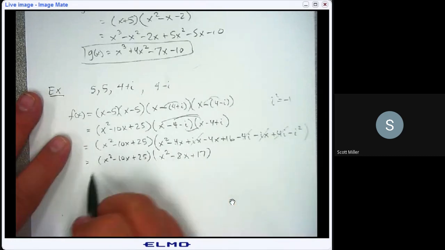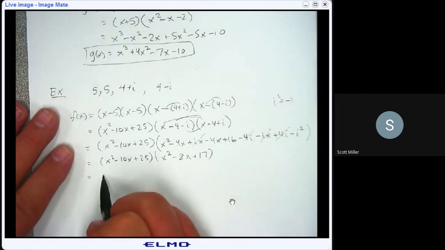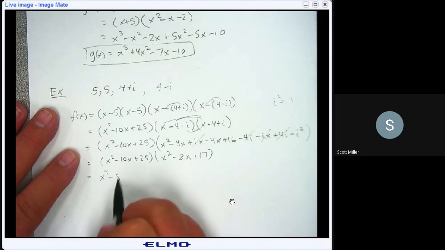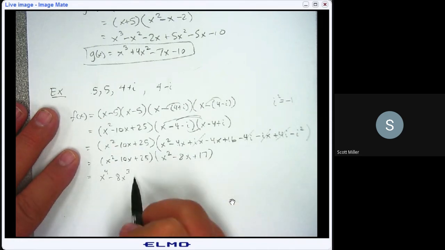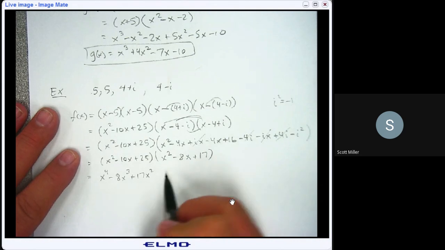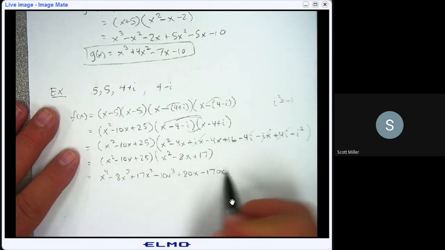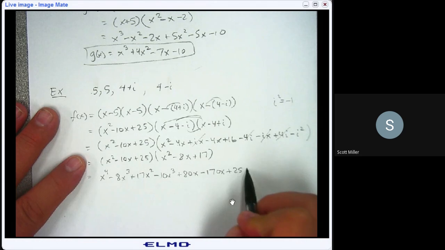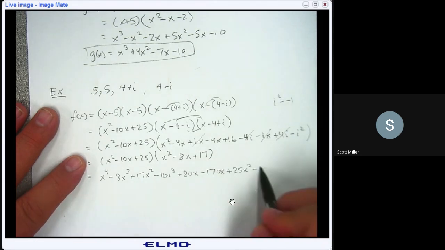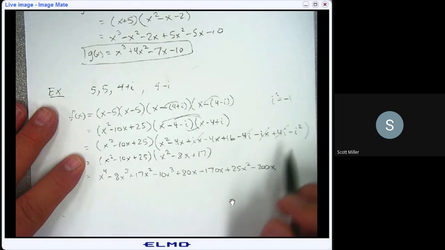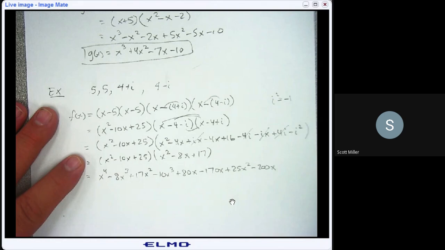Now I just have to multiply this out. And yeah, it's kind of long, but you're going to do it. Take your time. This is a test question. Minus 10x to the third plus 80x minus 170x, 25x squared and then 200x and then 25 times 17 is, I have no idea, 425.